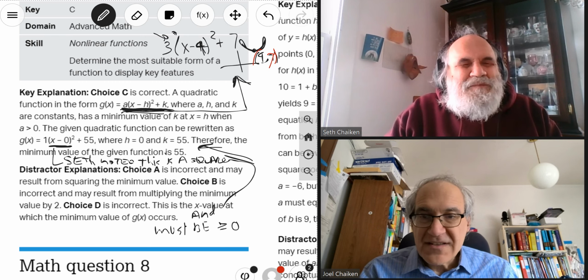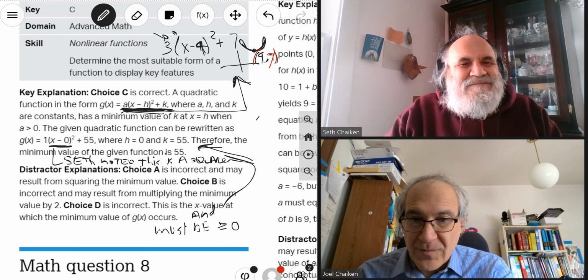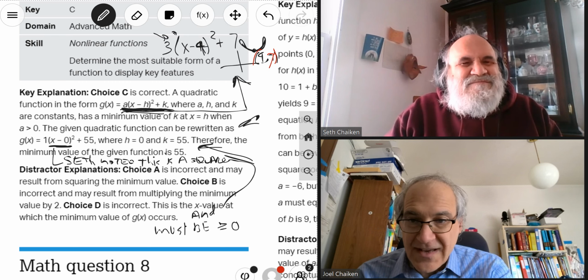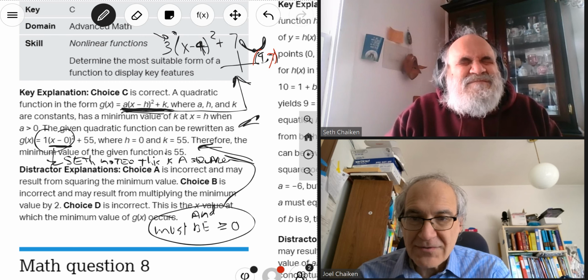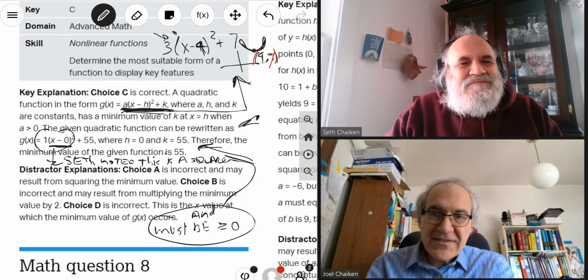Notice that this approach, even though it went full-blown this way, did not give the insight that Seth noted: that this is a square and therefore must be greater than or equal to 0. They didn't explicitly say that. And that's a really important point that Seth made.